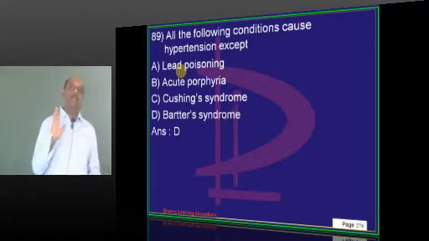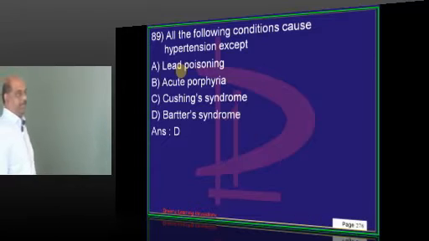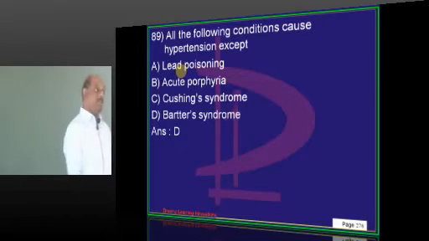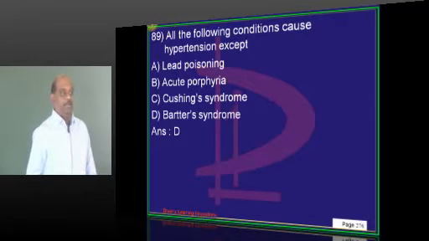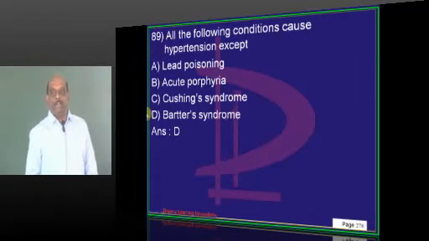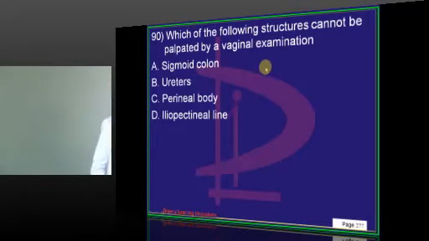One question on renal tubular acidosis, type 1, type 2, type 4. You must read the differences: where will you find nephrolithiasis, where will you not find; where you can acidify the urine, where you cannot acidify the pH of the urine. All differences of RTA, doctor. We discussed it, available in the online video library.